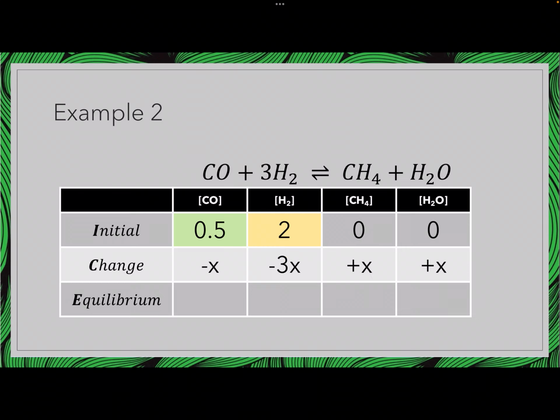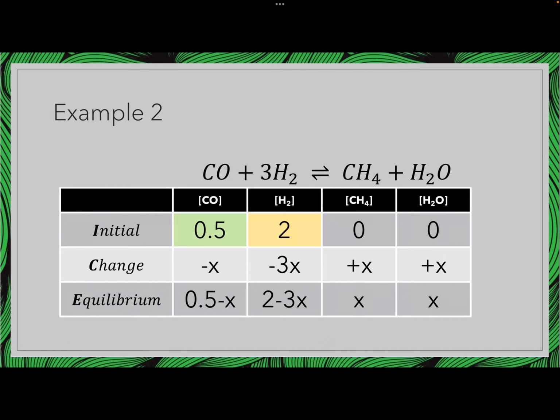Looking at the stoichiometric ratios, carbon monoxide and hydrogen go down, methane and water go up. Carbon monoxide goes down by a factor of X, hydrogen goes down by 3X, methane goes up by 1X, water goes up by 1X. So our equilibrium concentrations are 0.5 minus X, 2 minus 3X, X, and X.